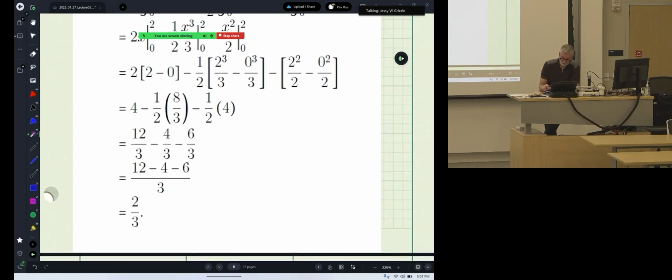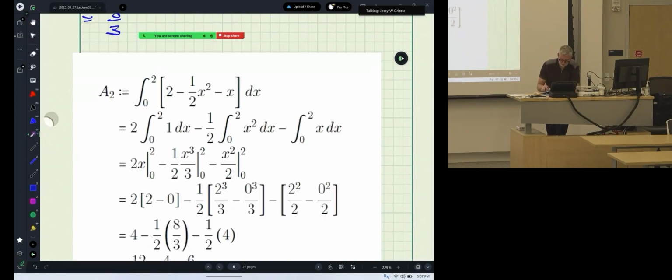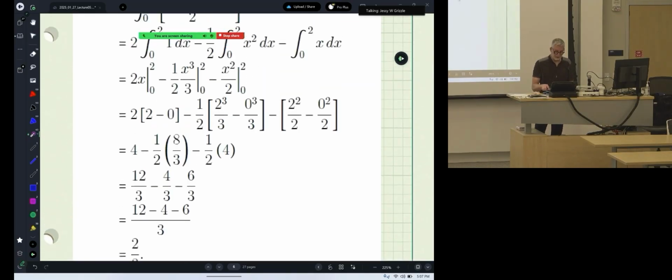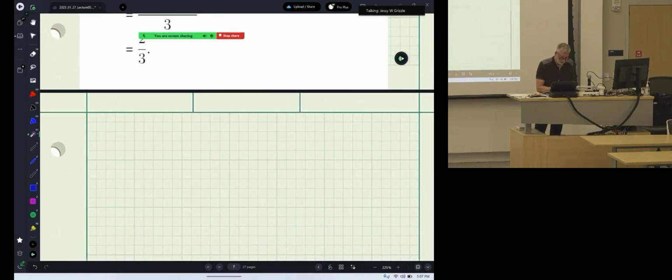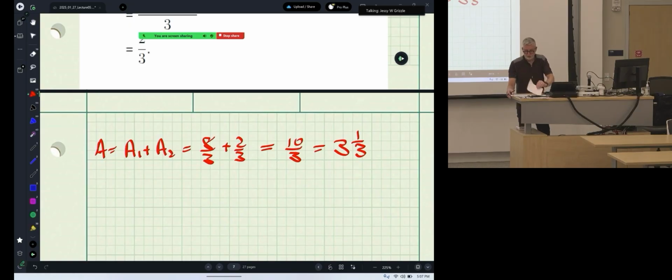Then it becomes just algebra, and if your dear professor has not made too many mistakes, the area A2 is actually 2/3, and then the total area is 10/3. And if you want to write that as 3 1/3, we can, but I could care less, I'll be honest with you.